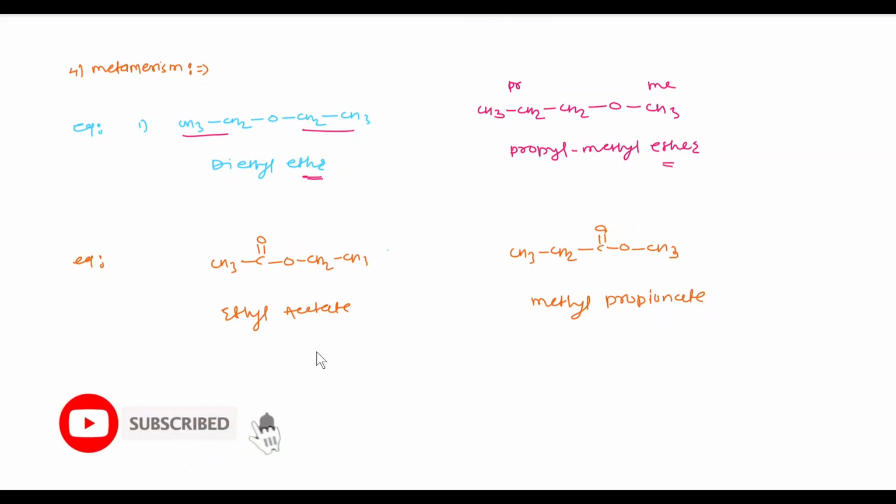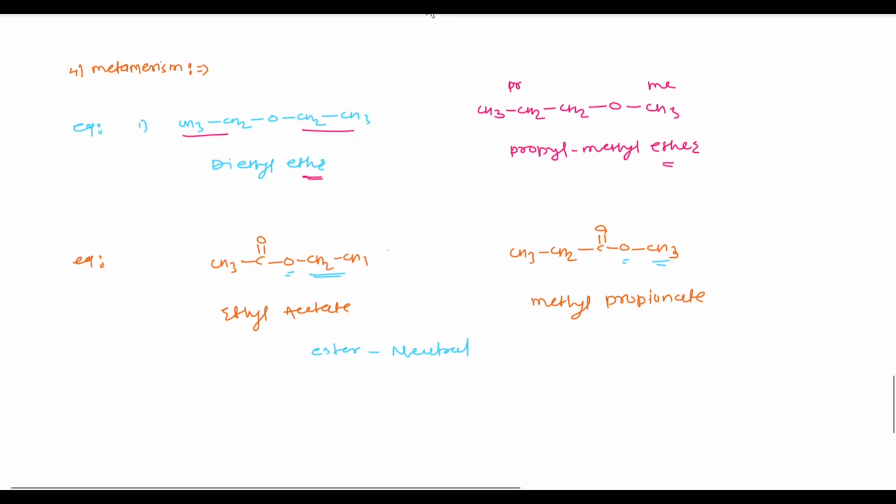In these two examples, the functional group is an ester and the type of compound is neutral. But the attachment of the carbon chain on either side of oxygen is different. For ethyl acetate, the ethyl substituent is attached to the oxygen, and for methyl propionate, the methyl substituent is attached to the oxygen. Similarly, on the opposite side, at the alpha position for ethyl acetate, a CH3 group is present, but for methyl propionate, an ethyl group is present at the alpha side. That means for metamerism, the required condition is two different molecules having the same functional group, but the attachment of carbon chain is different on either side of the functional group.